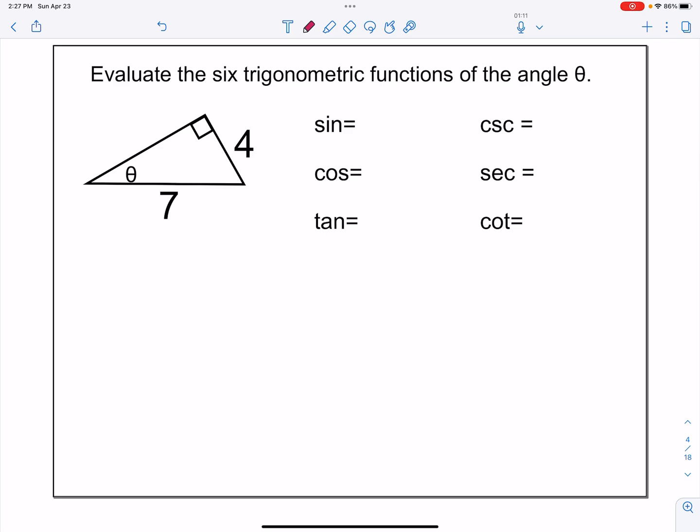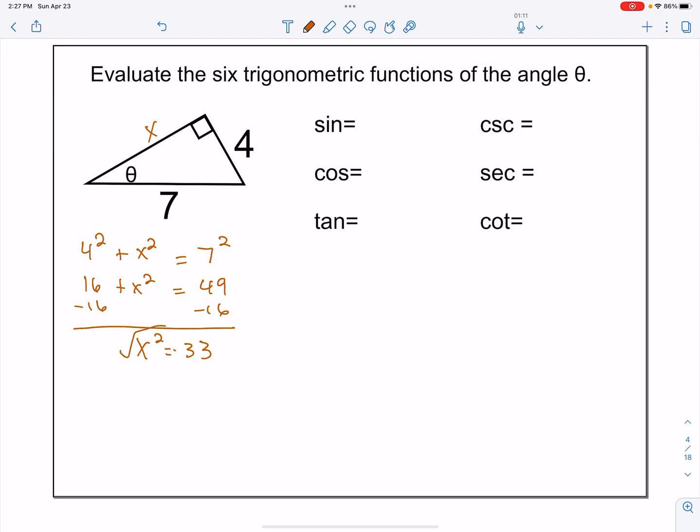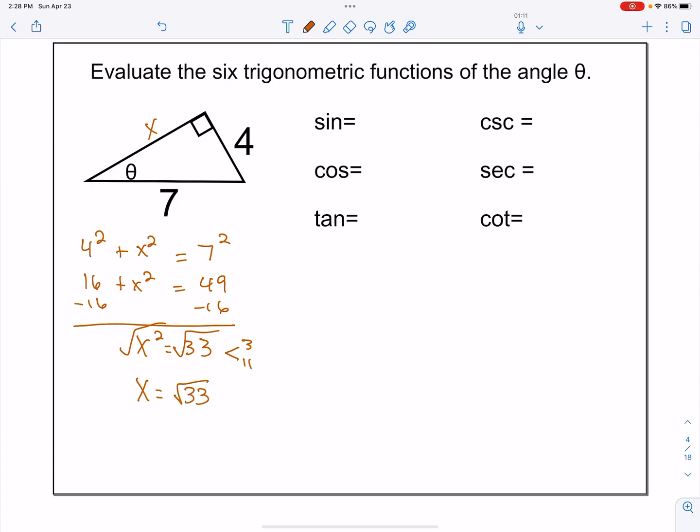So we need to find the third side here. So we're going to do the Pythagorean theorem, which is side squared plus side squared equals hypotenuse squared. So 4 squared plus x squared equals the hypotenuse, which is 7 squared. So 16 plus x squared equals 49, and we subtract 16. x squared equals 33. We need to see if we can break down this root. 33 is 3 times 11. There are no pairs, so we can't break this down. So this actually stays root 33.